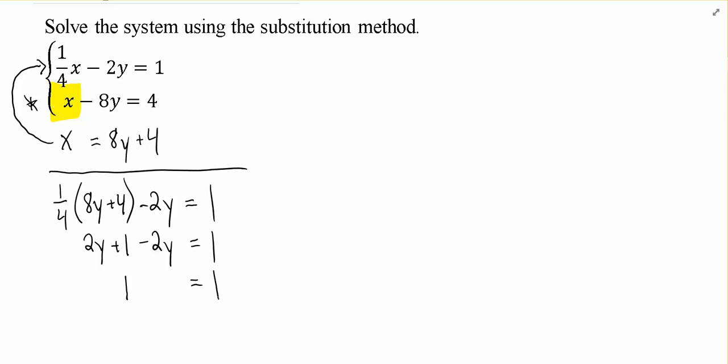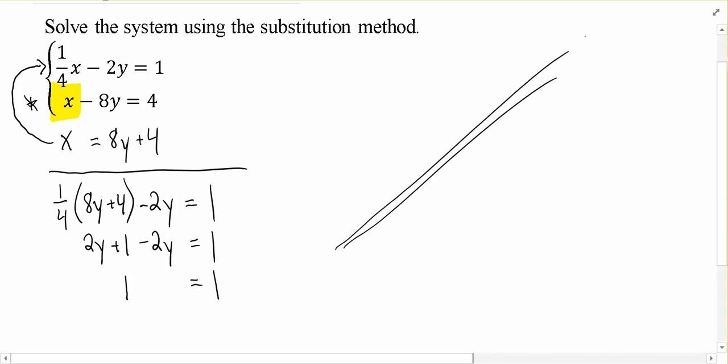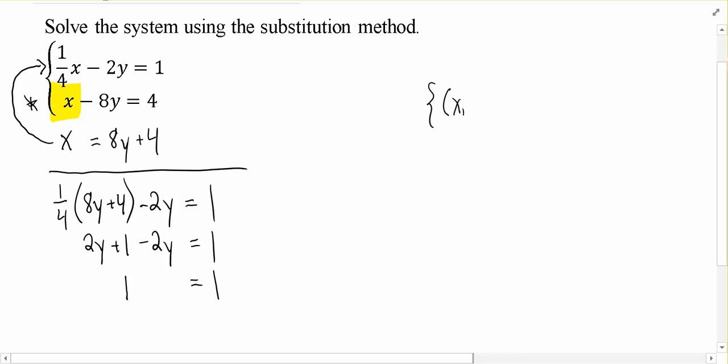Now, that doesn't mean all real numbers work. It doesn't mean all ordered pairs work. What it means is I've got the same line twice. So there we go. Same line twice. At every y value, there's a crossing. That's what's going on here, is these are the same line. So the way we write this answer is we write it in set builder notation with the set of all ordered pairs x, y such that, and then you can write either one of the equations.